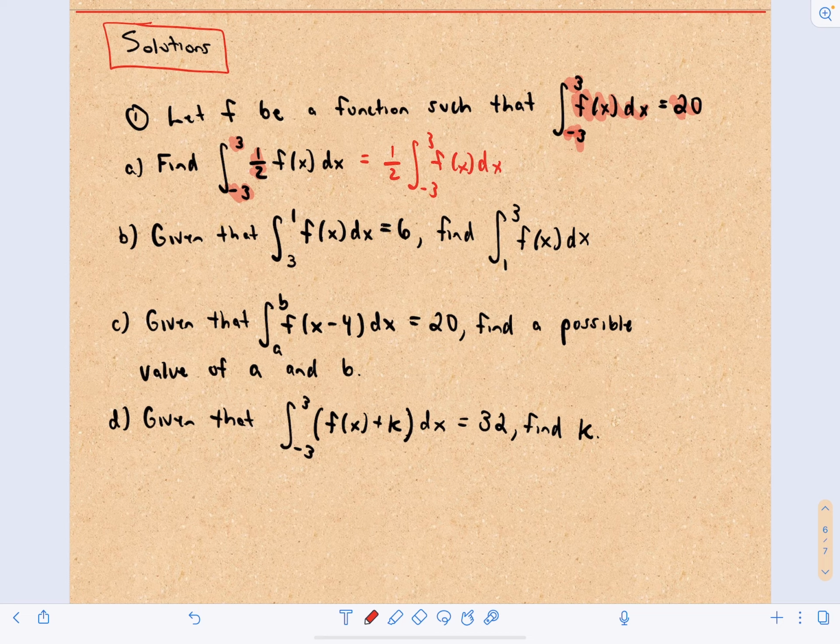But again, that's what we're given. We're given the value of that definite integral as 20. So we'll have 1/2 of 20, or just 10.